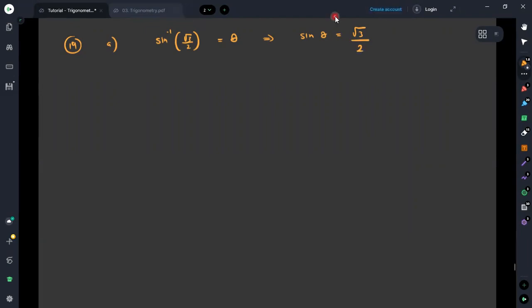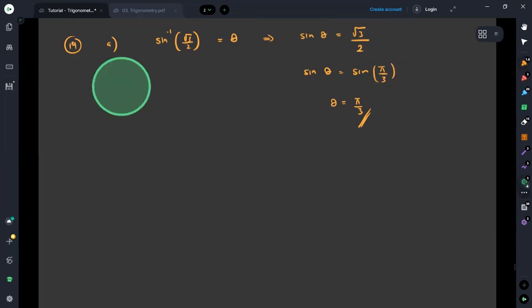If you are asked to evaluate the value of an inverse function, you have to equate it to the angle theta. Then we can find the angle theta using the method we discussed previously. Here sine theta is equal to sine π over 3. Therefore, we can take theta equal to π over 3. I'm taking the simplest solution only, but if you need, you can calculate all the values that make the sine positive according to the quadrant rule.